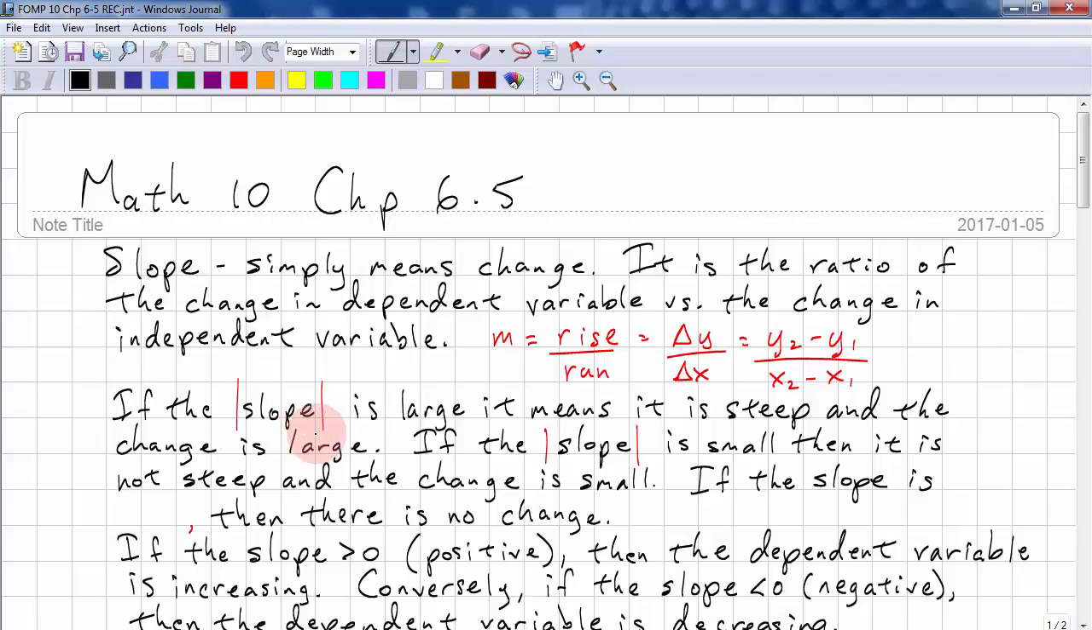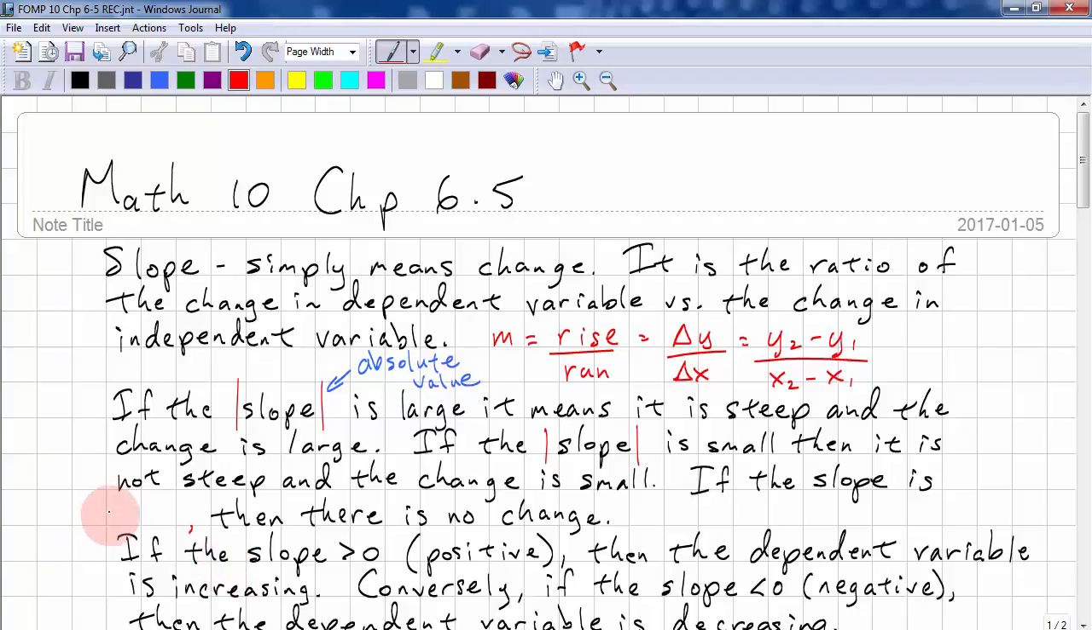If the absolute value of the slope, these two red lines mean absolute value, and absolute value simply means if it's negative, make it positive. Just take the negative sign away. So if the absolute value of the slope is large, it means that it's steep and the change is large. If the absolute value of the slope is small, then it is not steep and the change is small.